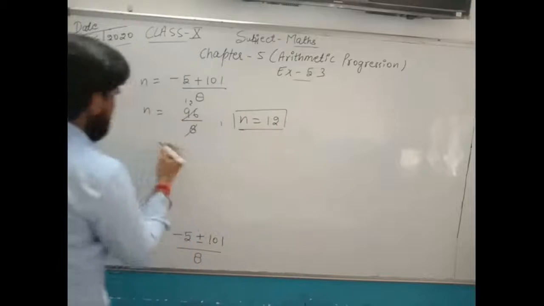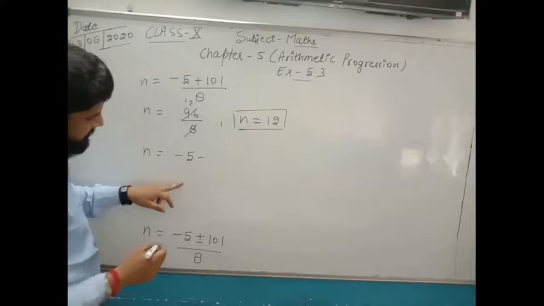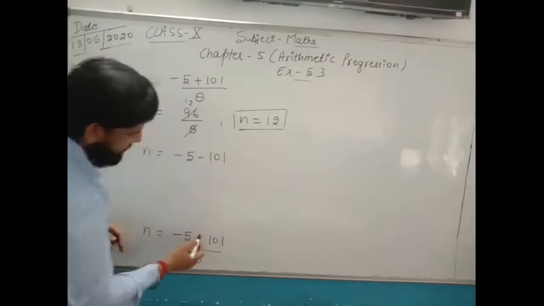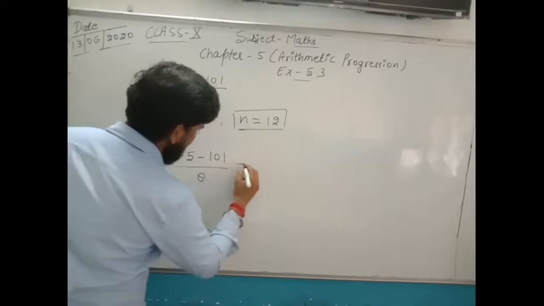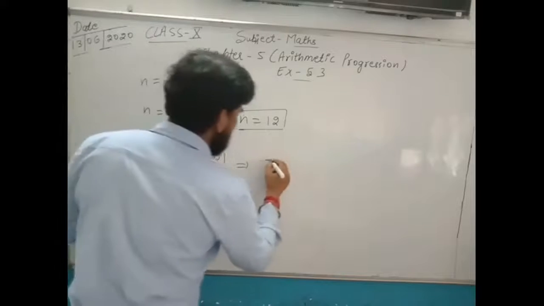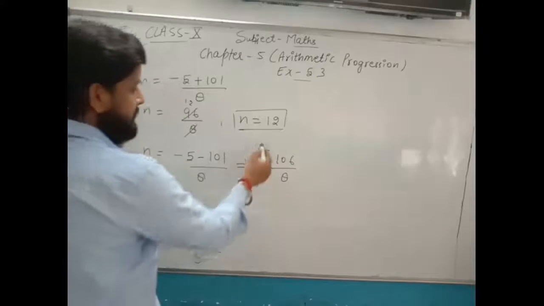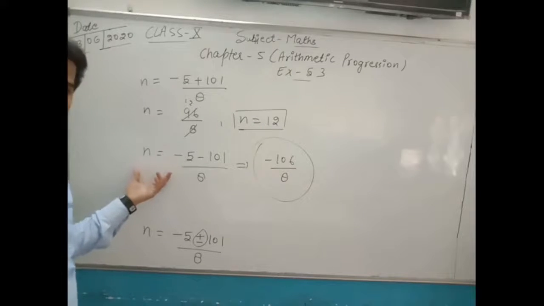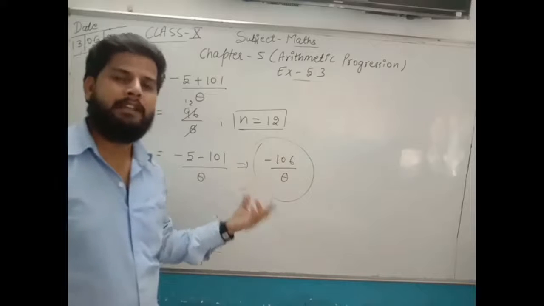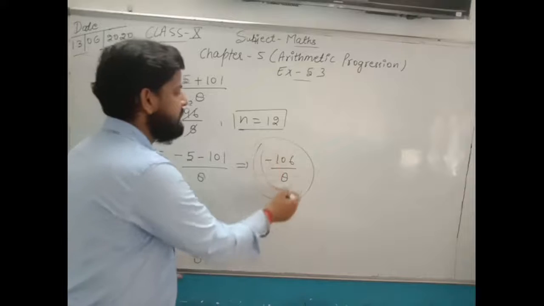Now we take negative: minus 5 minus 101. ये नेगेटिव कहाँ से आ रहा है? जो ये प्लस माइनस का साइन है, एक बार प्लस लेते हैं एक बार माइनस लेते हैं upon 8, that is equal to minus 106 upon 8. Okay, so this value is already negative. As I told you, the value of n is always a positive integer. Okay, so 12 is a positive integer and this is a negative value.